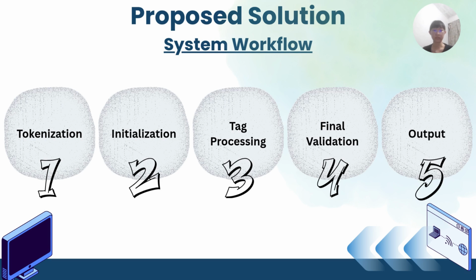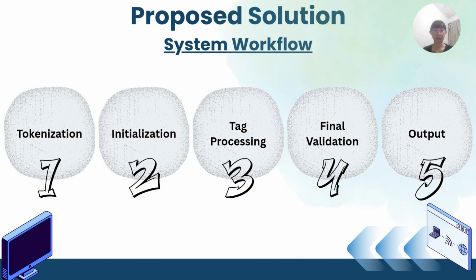This system uses a push-down automaton to validate the structure of HTML through 5 main steps. First, organization. The HTML is organized. We extract only the tags, ignoring self-closing tags and comments. Second, initialization. The PDA starts with an empty stack or with a start stack variable to track open tags.